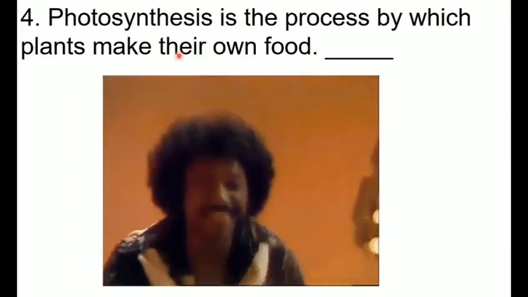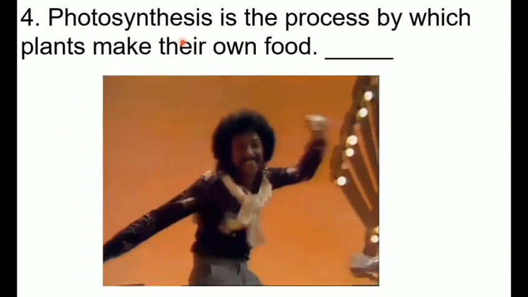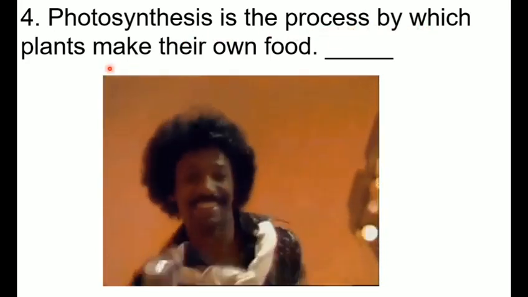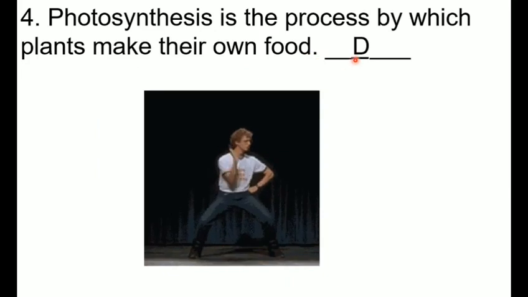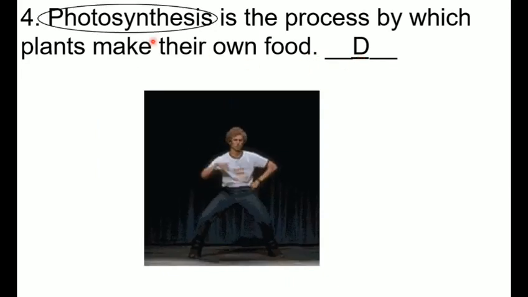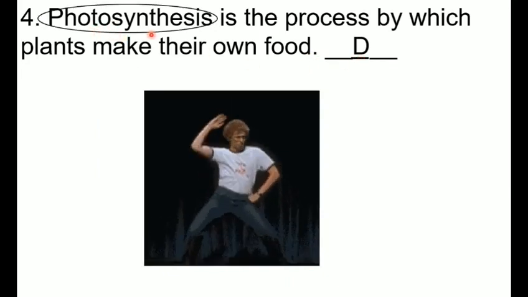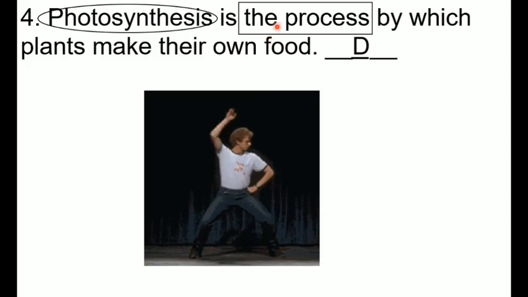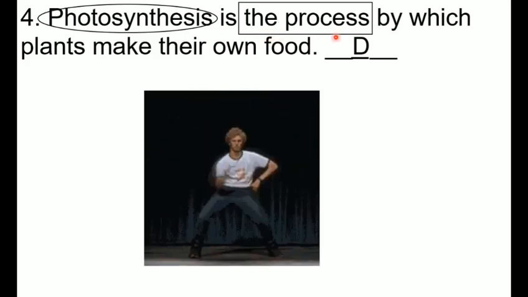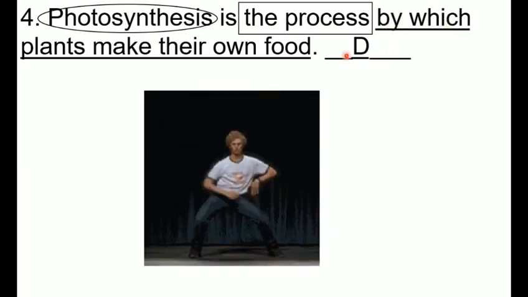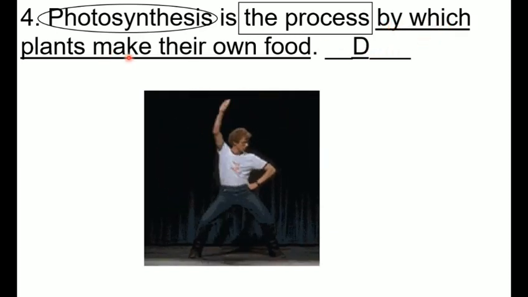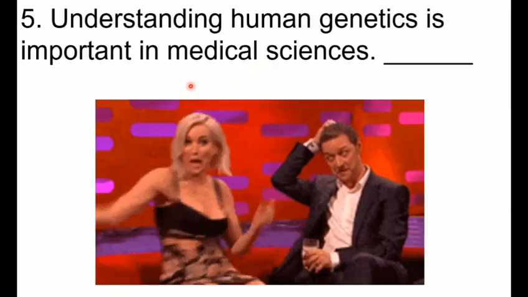Okay. Next, photosynthesis is the process by which plants make their own food. All right. This is a definition. First, we have a term, photosynthesis. And then we have the class, the process. And then followed by the distinguishing characteristics by which plants make their own food. Okay, number 5.